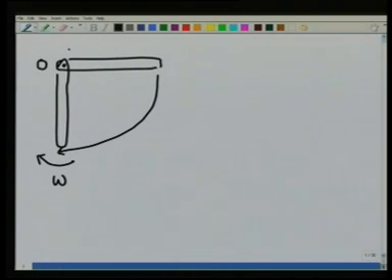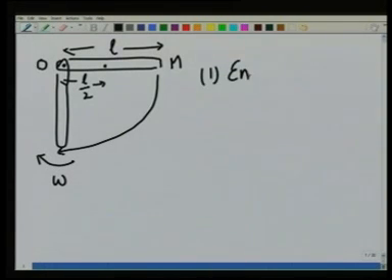So, let the length of the scale be L, so that its center of mass is at L by 2 if it is a uniform scale. Let its mass be m. First, let me apply energy conservation right away. When the scale falls, its center of mass drops down by a height of L by 2.